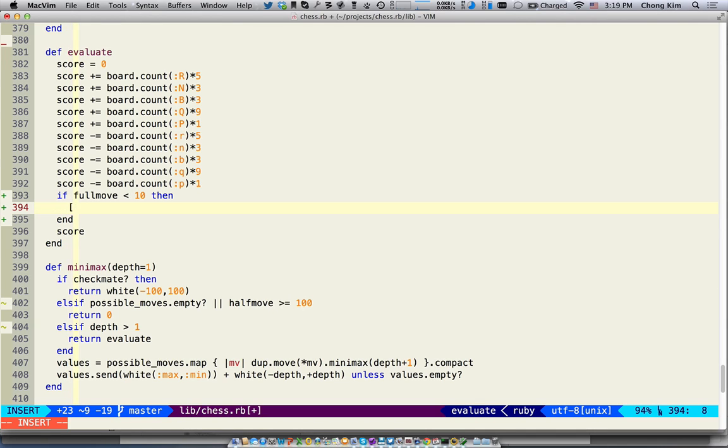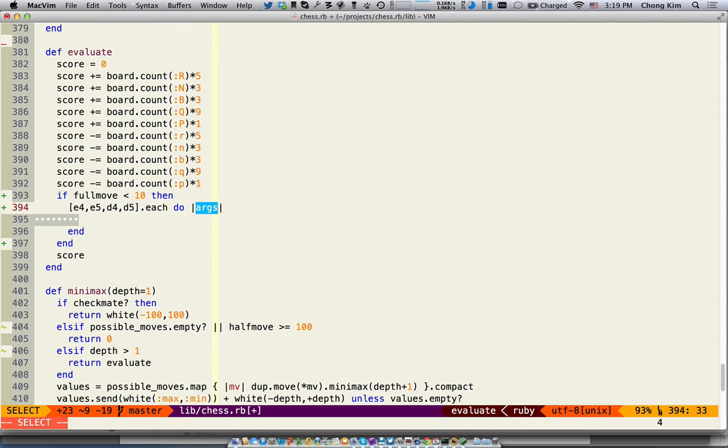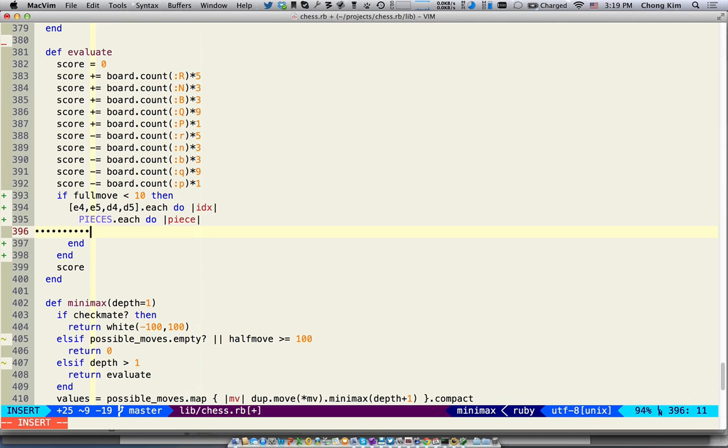there are 4 central squares. So E4, E5, D4, and D5. Okay, each do. And this would be IDX. And let's say all the pieces. So let's have a thing called pieces. Each do, piece. Okay, I don't think we have pieces, so we need to create this.